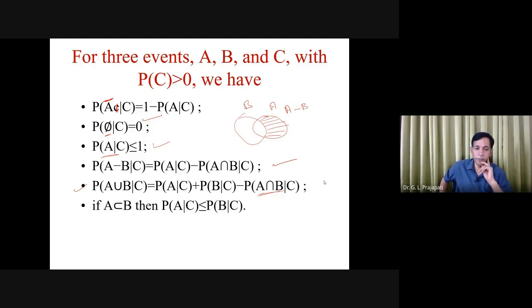If A is a subset of B, then the probability of A given C is less than or equal to the probability of B given C.